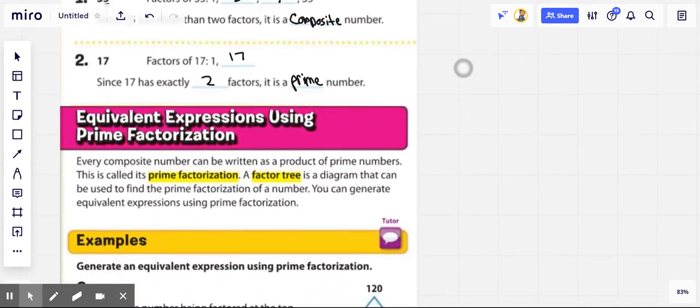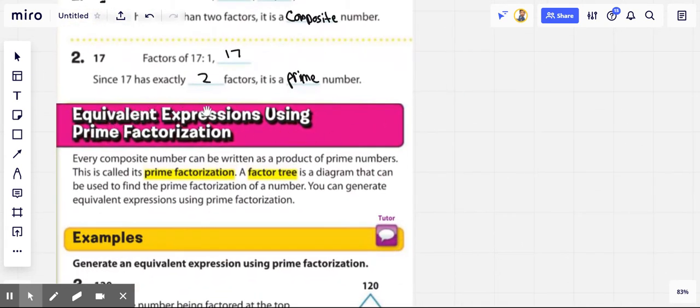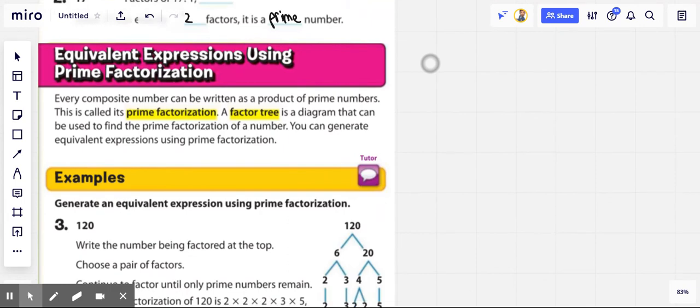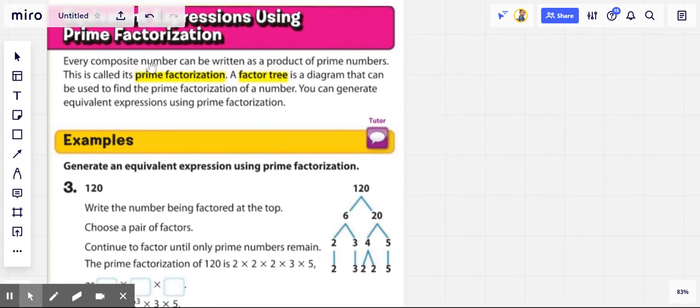It says equivalent expressions using prime factorization. So we're done identifying prime and composite. We're going to move on to prime factorization. Each composite number can be written as a product of prime numbers. I'll say that again. Every composite number can be written as a product of prime numbers. This is called prime factorization. A factor tree is a diagram that can be used to find the prime factorization of a number.